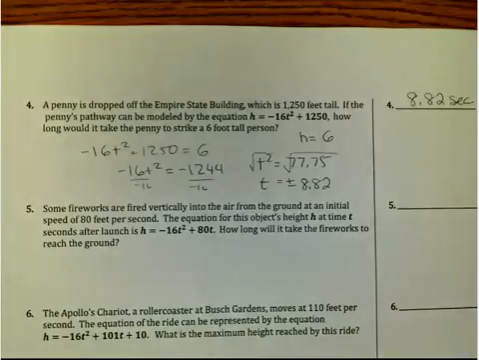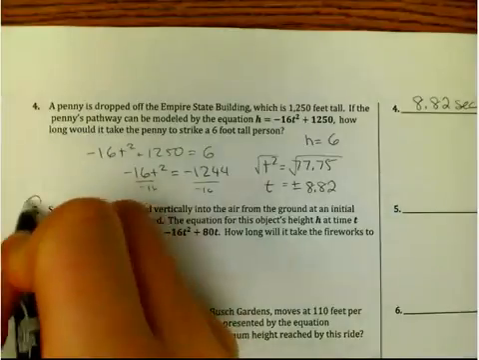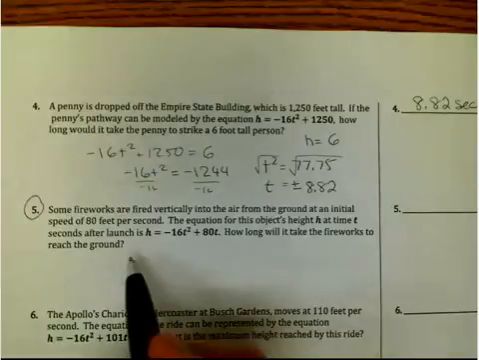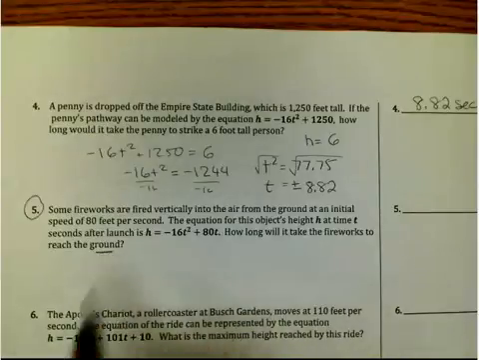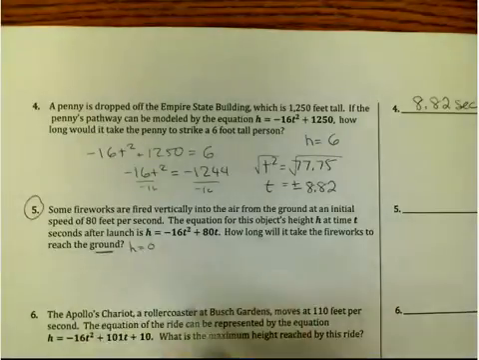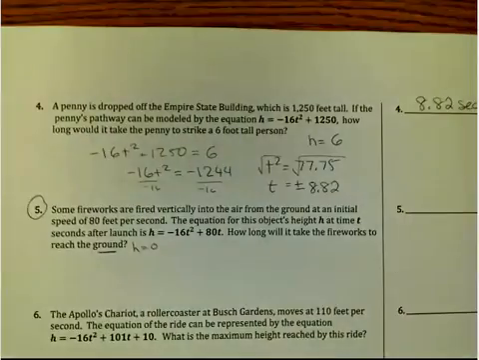Okay, I would like for you to do number 5 on your own and bring that to class to check. Key word here is you're looking for how long will it take the fireworks to reach the ground. So when you think about the height, you're going to be looking for h is equal to 0 there.